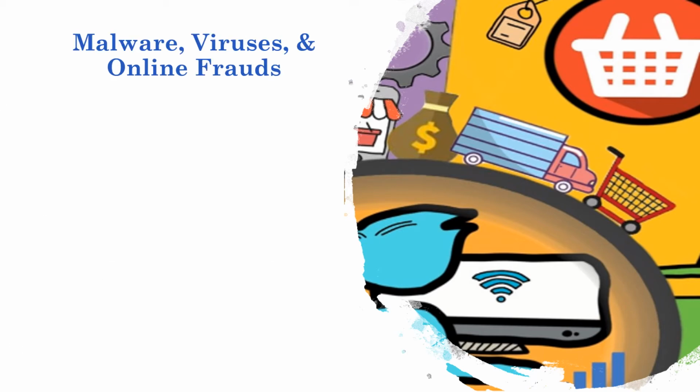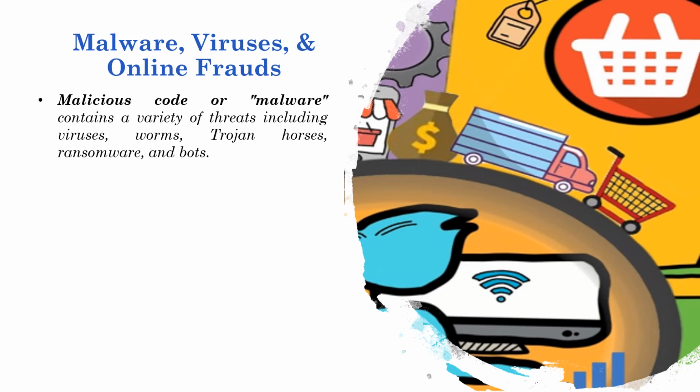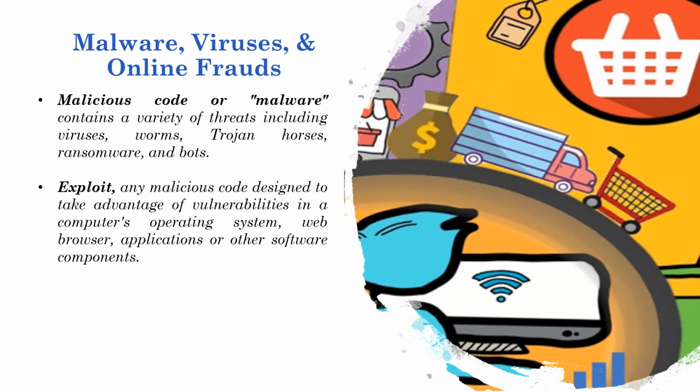Malware, viruses, and online frauds. Malware, or the malicious code, contains a variety of threats, including the viruses, worms, Trojan horses, ransomware, and bots. Any malicious code is called an exploit, which is designed to take advantage of the vulnerabilities in a computer's operating system, web browser, application, or other software components.